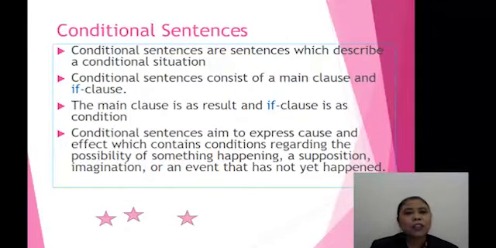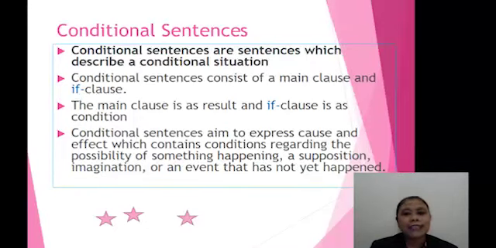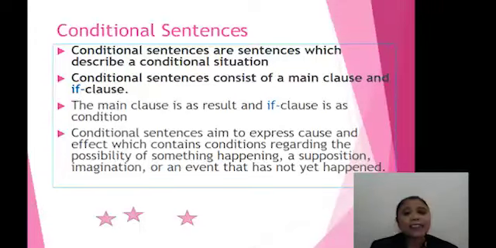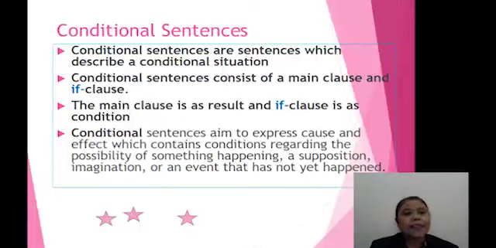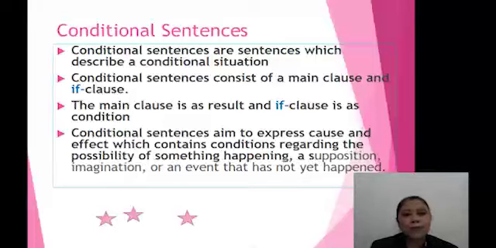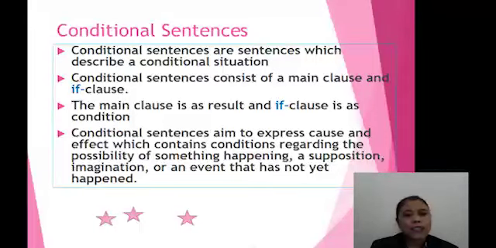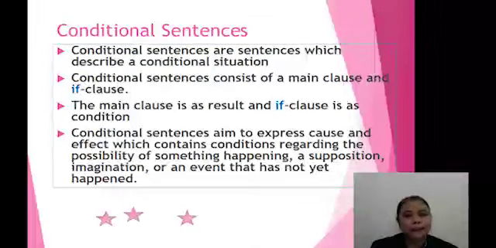Now let's see what conditional sentences are. Conditional sentences are sentences which describe a conditional situation. Conditional sentences consist of a main clause and if clause. The main clause is a result and if clause is a condition. Conditional sentences aim to express cause and effect, which contains condition regarding the possibility of something happening, a supposition, imagination, or an event that has not yet happened.